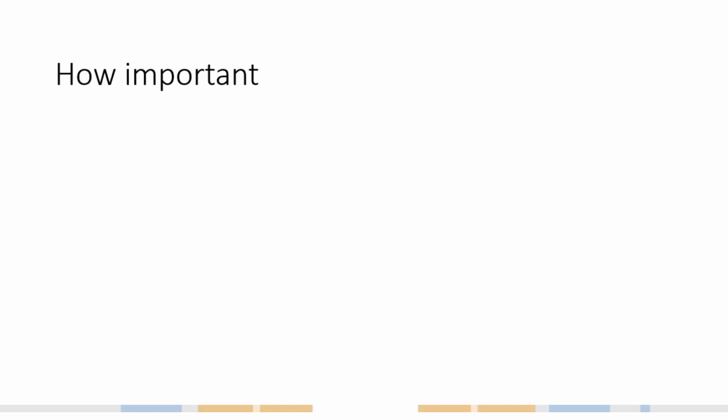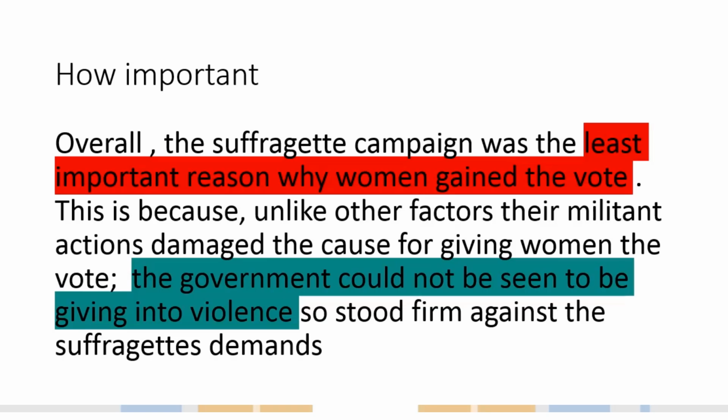So I'm going to give you some examples now. First of all, if you were going to be talking about a suffragette campaign, here's an evaluative statement. Overall, the suffragette campaign was the least important reason why women gained the vote. So the bit in red there is your judgment, but then you won't get a mark unless you put the new evidence. So this is because, unlike other factors, their militant actions damaged the cause for giving women the vote, and the government could not be seen to be giving into violence, so stood firm against them. So you've got this idea here of your judgment followed by some new evidence.